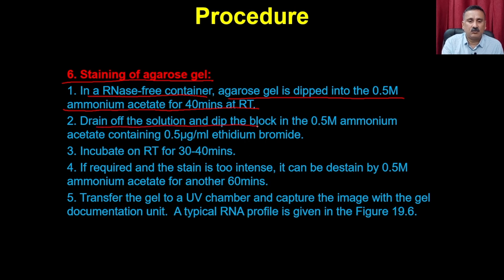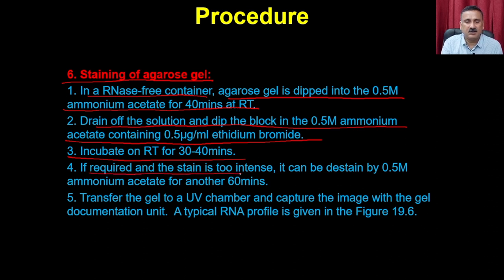You drain off the solution and dip the gel in 0.5 molar ammonium acetate containing 0.5 microgram per ml ethidium bromide. Then incubate at room temperature for 30 to 40 minutes. If required and the stain is too intense, it can be de-stained with 0.5 molar ammonium acetate for another 60 minutes.